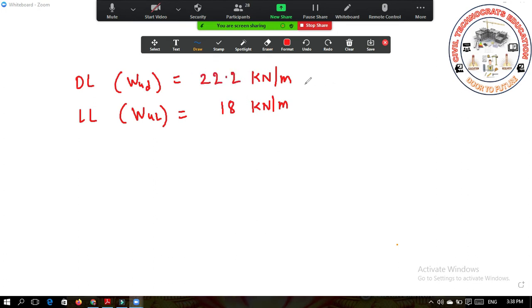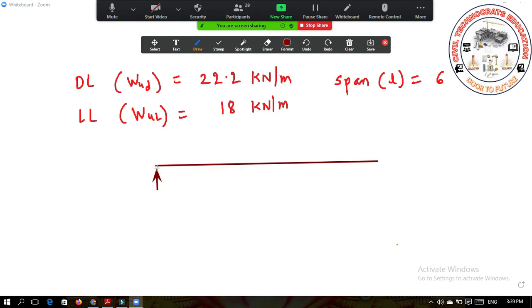So we know now dead load and live load, and the span of beam is given as 6 meters. So we know the loading and span, both the things. Okay. So from this we can calculate the bending moment. Bending moment will be calculated same as that of one-way continuous slab. So I will tell you how we are going to calculate the bending moment.